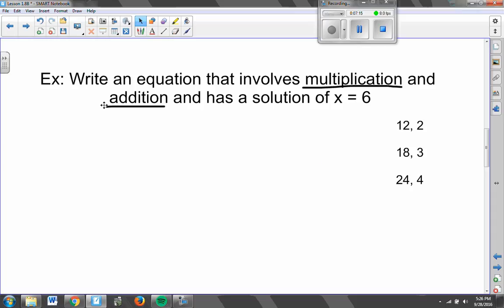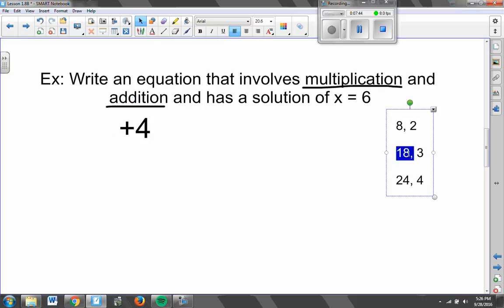But we also have to remember that there is some addition here. So what I need to do is just pick a number to add on. Let's say I want to add on 4. I want to do a plus 4 in my equation. Well, what's the opposite of adding 4? It's subtracting 4, right? So if plus 4 is going to be in my equation, I need to go over here and subtract 4 from some of these numbers, like 8, and then the 18 is going to make a 14, and then the 24 is going to make a 20, okay?